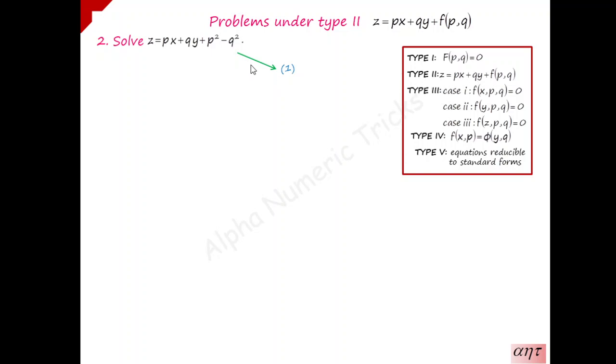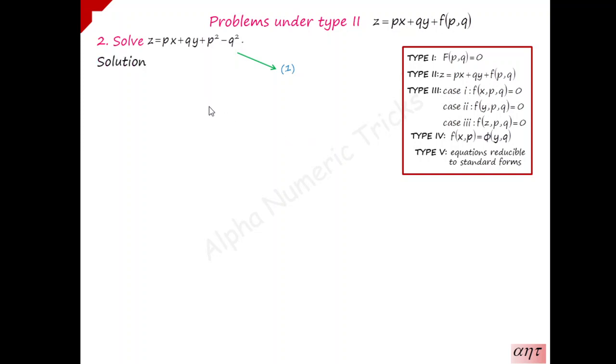Once you identify the type of the problem, using the corresponding working rule we can easily find the solution. So the identification of the problem type in first order nonlinear partial differential equations is very important, and you have to remember the working rule for each and every type. Then we can easily get the solution.